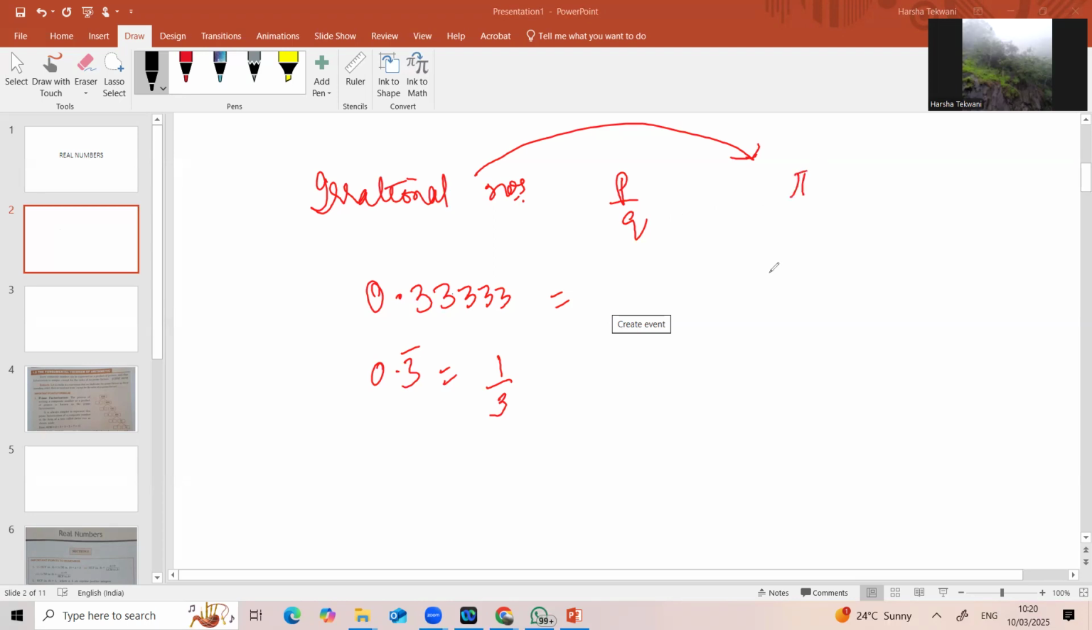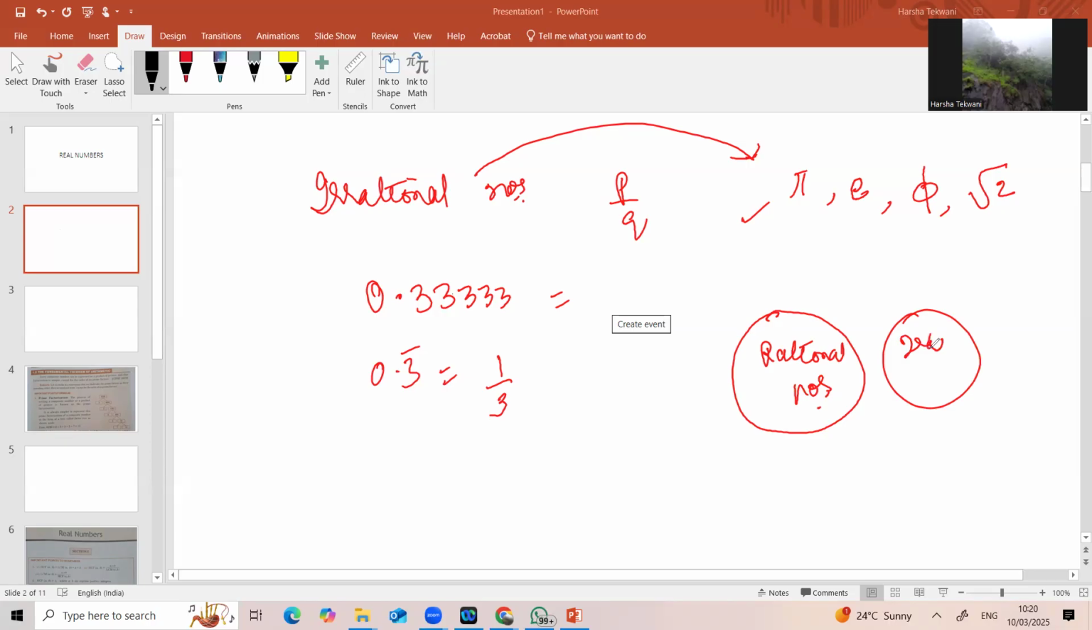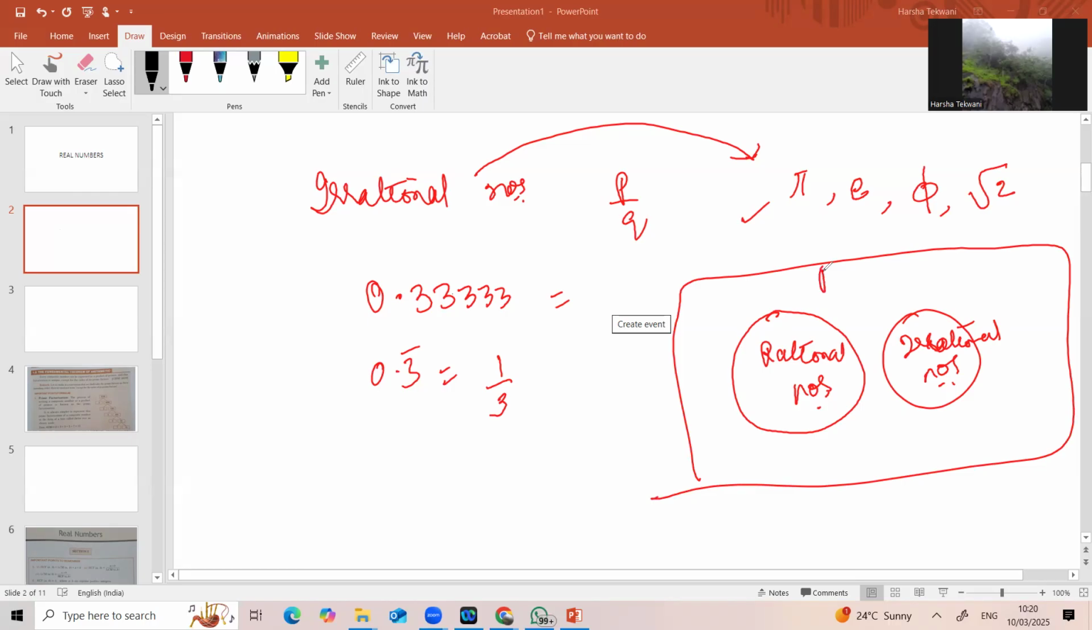For example, pi, 3.14159, see, there's no end, there's no recurring pattern. Then Napier's constant e, golden ratio phi, square root of 2, 1.414 and so on. It neither terminates nor does it recur. So such numbers are called irrational numbers. So what are real numbers? It's a family of rational numbers and irrational numbers. Even though these irrational numbers are weird, they all come under real numbers.